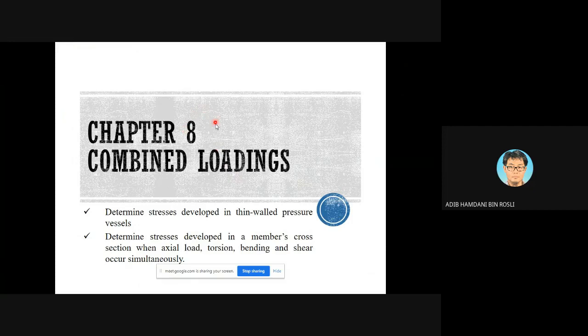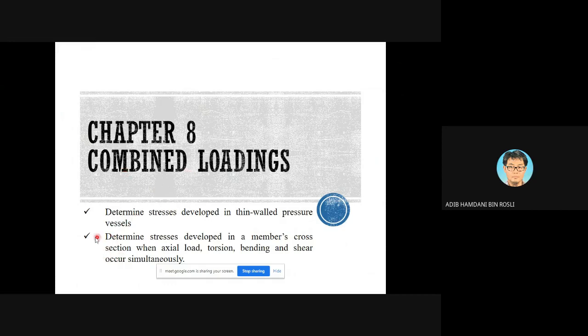So in this recording, we'll go to chapter 8, Combined Loadings. Here we have 8.1 and 8.2. In 8.1, we'll discuss the stresses developed in thin wall pressure vessels. Because they are combined stresses, that's why it is included here in the combined loadings.